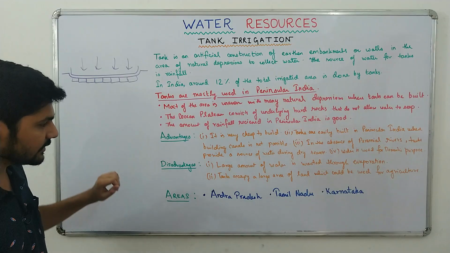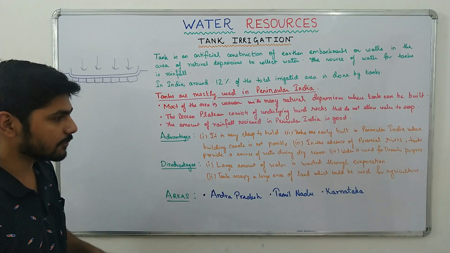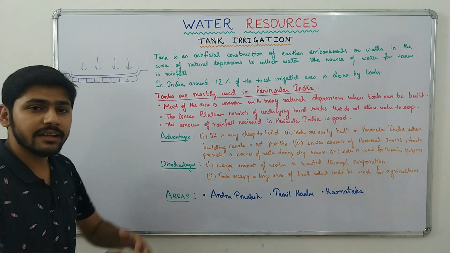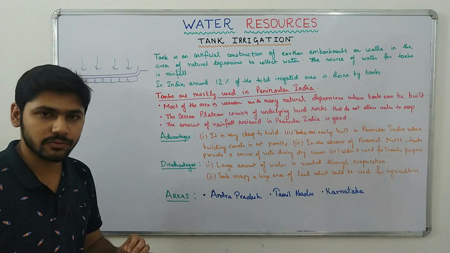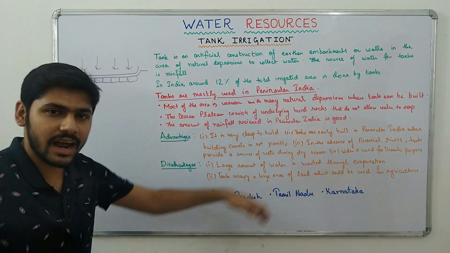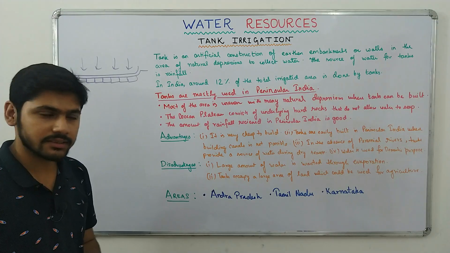Then, the disadvantages. First one, large amount of water is wasted through evaporation. Now, we need large natural depressions to create tanks to make them successful. And if the surface is large, then there will be a lot of evaporation. So that is a disadvantage.